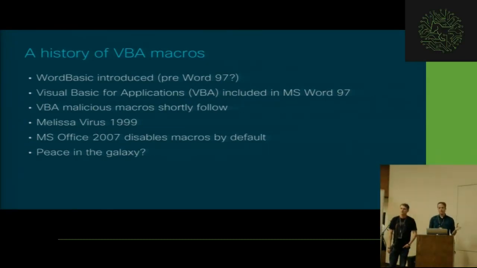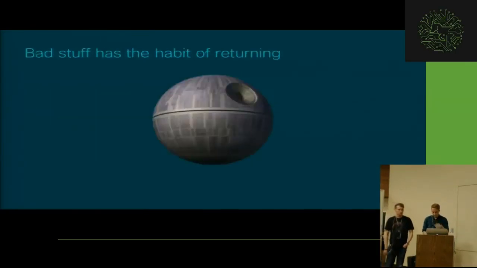So in 2007, Microsoft made some big security improvements in a lot of their products, or it was kind of leading up to this point. So in Office, they disabled macros by default, and we achieved peace in the galaxy. There were a lot, myself included, who thought the problem was going to be solved once people had to click through something to enable macros. But like the Death Star that we have to keep destroying every couple of movies, bad things have a habit of coming back.